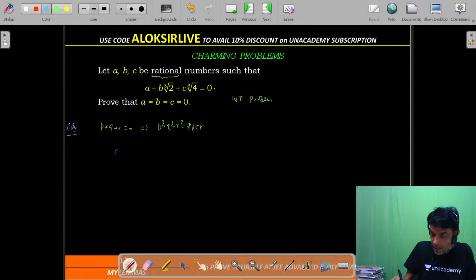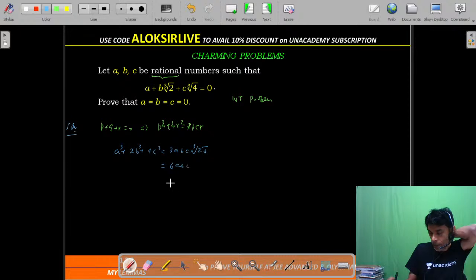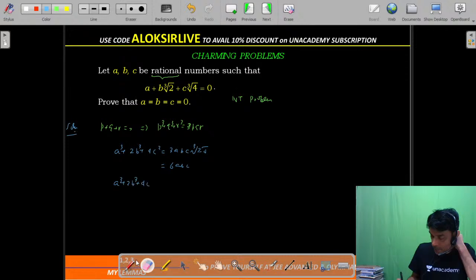So first of all it begins that a cubed plus 2b cubed plus 4c cubed equals 3 times a times b times c times the cube root of 2 times 4. So actually I get 6abc. So I get a cubed plus 2b cubed plus 4c cubed minus 6abc is 0.